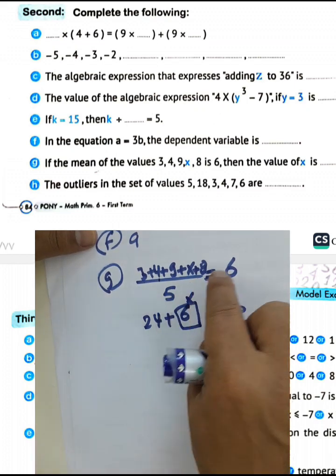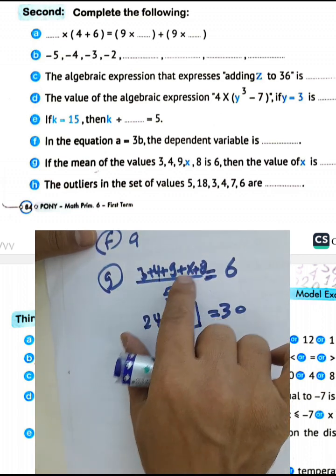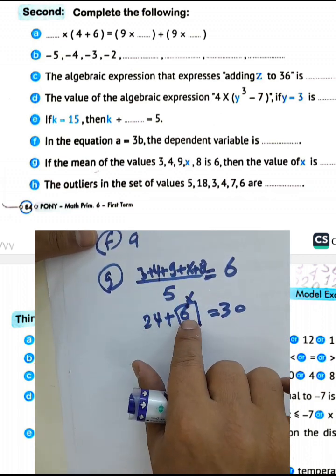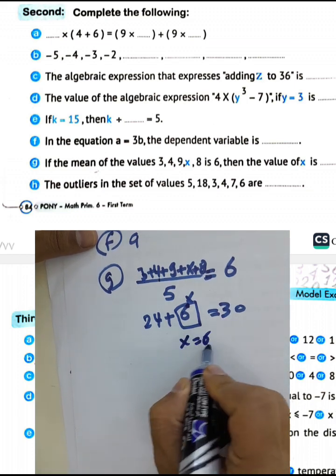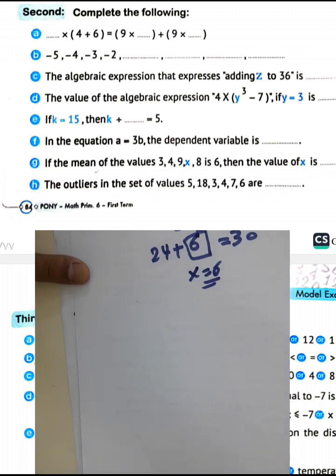Again, 5 times 6 equals 30. We used here the product of extremes equals the product of means. And the sum of all numbers here will be 24. 24 plus x equals 30. Then x will be equal to 6. Okay, it was question letter G.